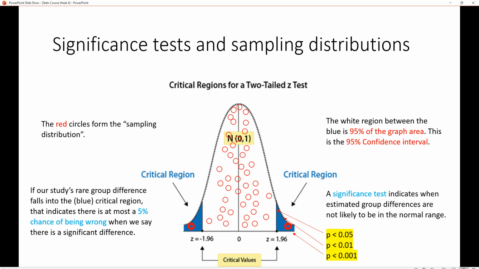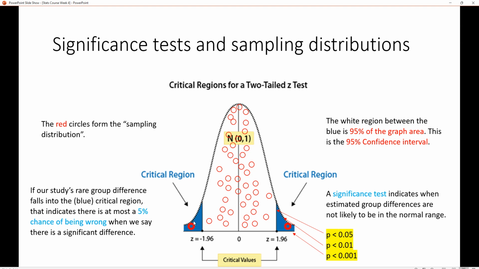And when we're thinking about group differences in our sampling distribution, each of these red circles represents that difference between two means. So maybe in group A, the average length of stay is 10 days, and in group B, it's 2 days. So the difference between the two would be 8 days. So that value of 8 would fall into this sampling distribution. And if we were to sample an infinite number of groups and calculate the group difference between each pair, that's what we'd have in the sampling distribution.